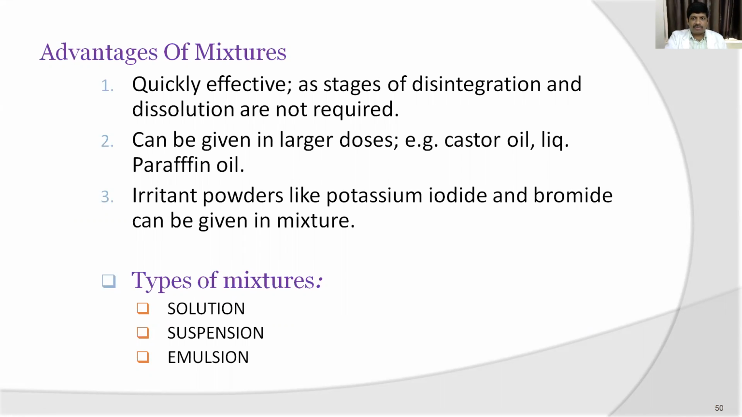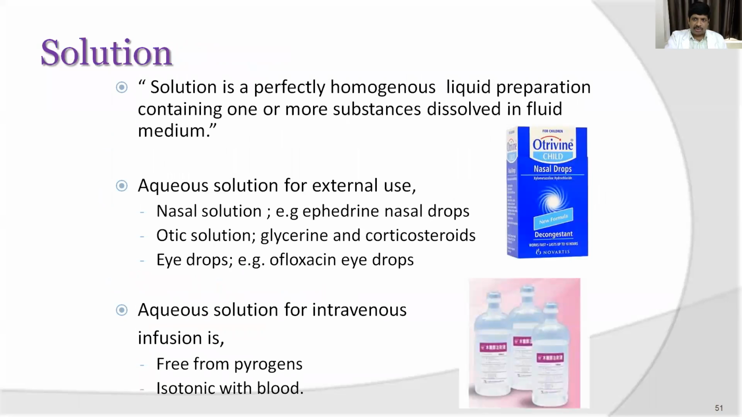There can be many types of mixture like solution, suspension, and emulsion. Solution is a simple solution where a solid would be there and a solvent would be there. Along with that, some coloring agent and flavoring agent would be there. They are mixed together and then they are dispensed. So you can say that syrup is a solution.